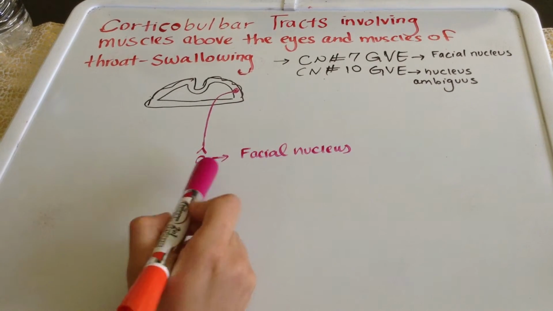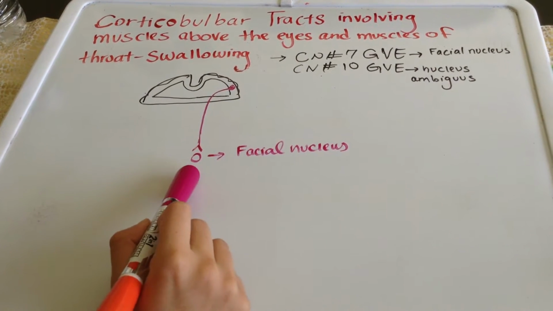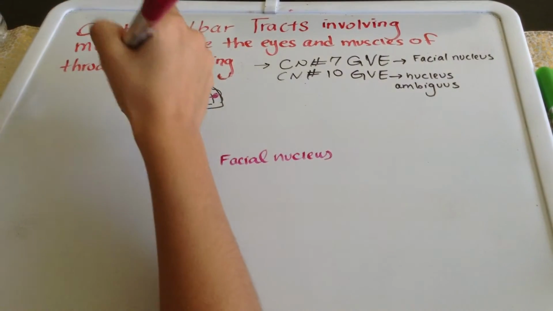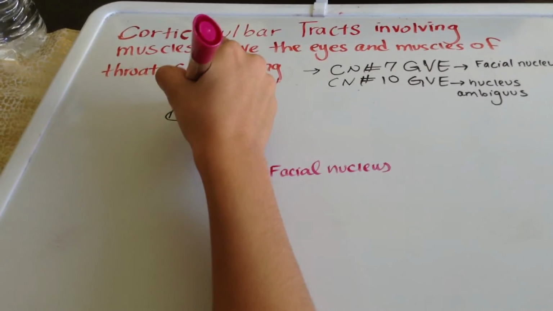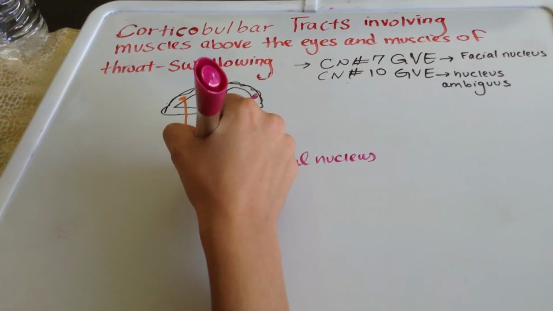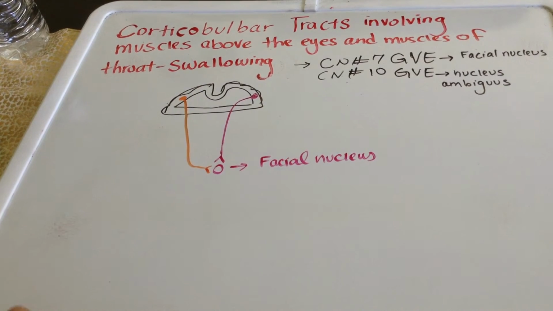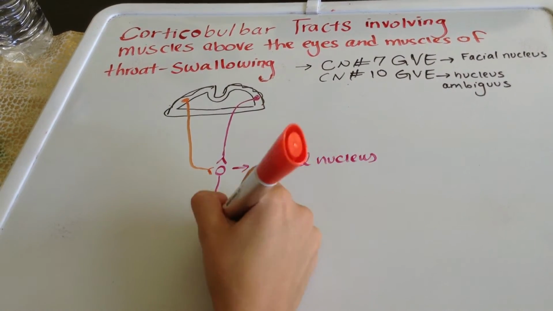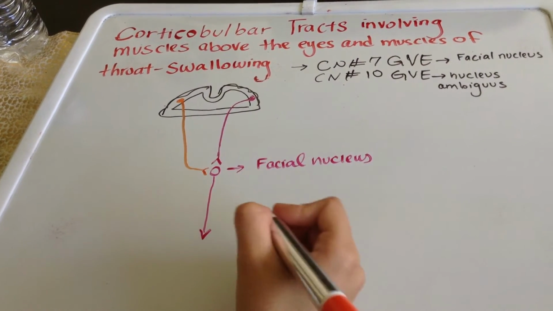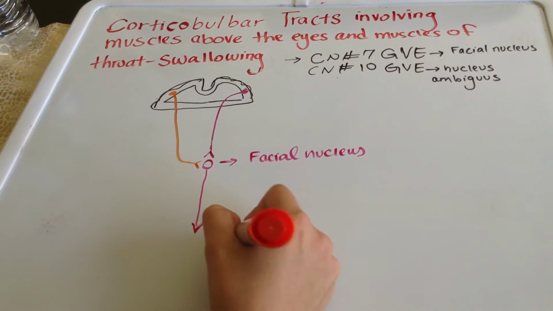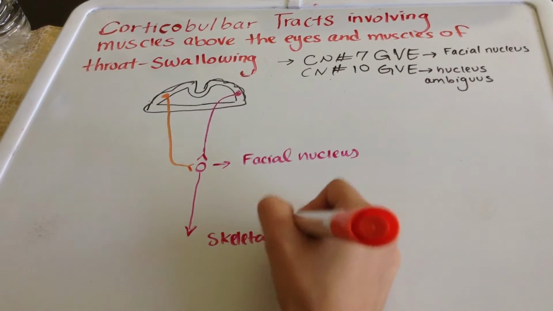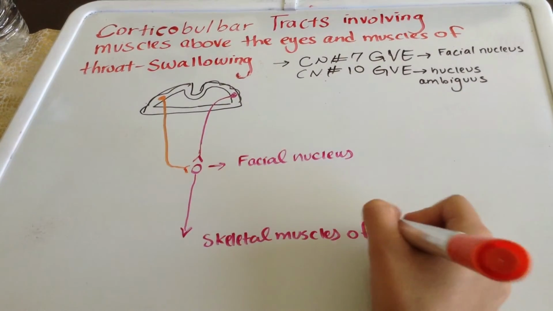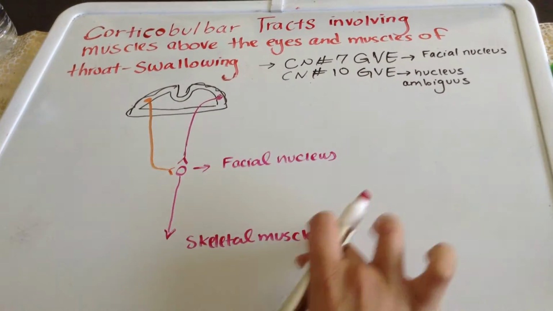But the same nucleus is also going to get innervation from the contralateral side of the primary motor cortex. And it will send its message down to the skeletal muscles of the face, the skeletal muscles above the eye.